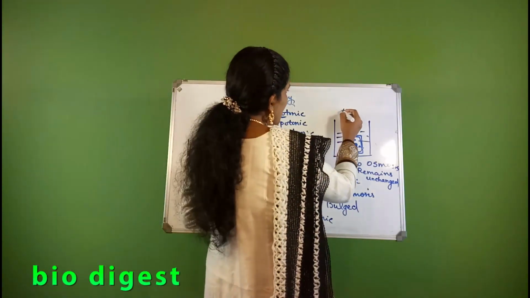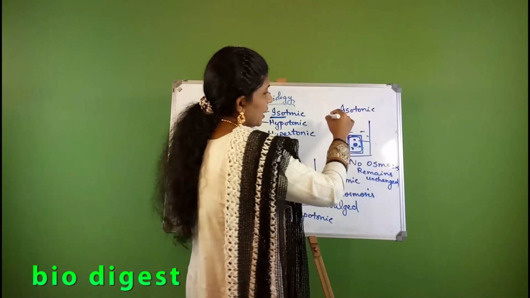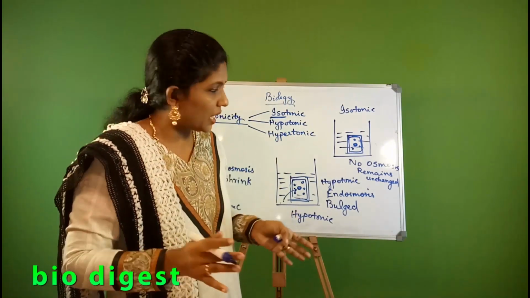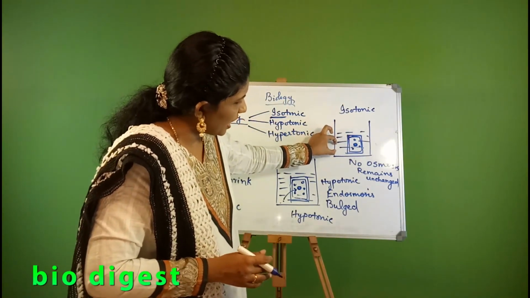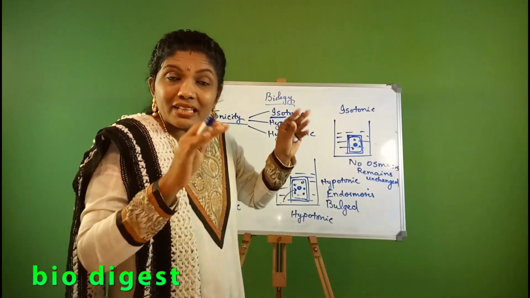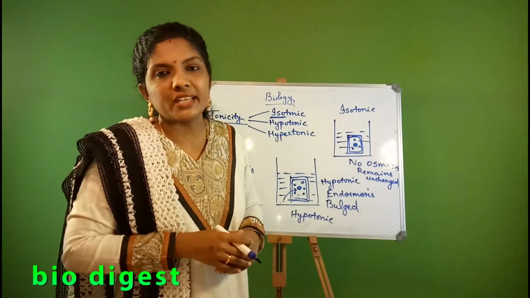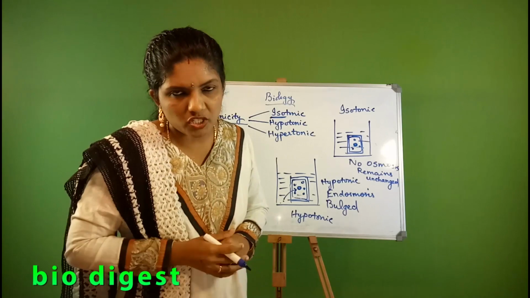Now coming to the last solution, that is isotonic solution. Iso means equal or same. Whatever the solute concentration within the cell, the same will be the solute concentration outside the cell also. In that case, no osmosis will take place, so the size of the cell will remain unchanged.